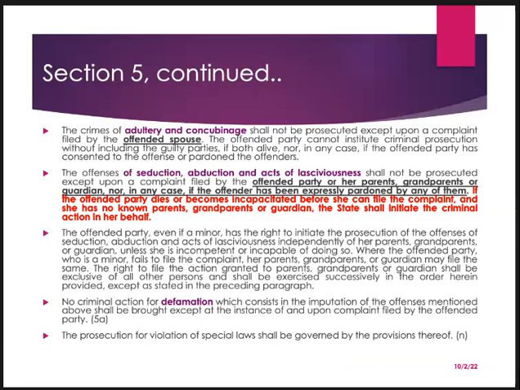And then the next paragraph: no criminal action for defamation which consists in the imputation of the offenses mentioned above shall be brought except at the instance of and upon complaint filed by the offended party. The prosecution for violation of special law shall be governed by the provisions thereof. So this is basically prosecution for the crimes against chastity, no? Especially in seduction, abduction, and acts of lasciviousness. This is basically stated in similar provisions in the Revised Penal Code, particularly in Articles 344 and 360.